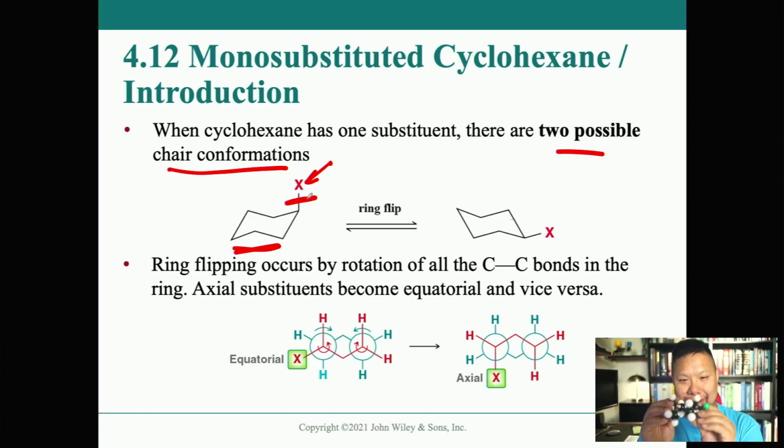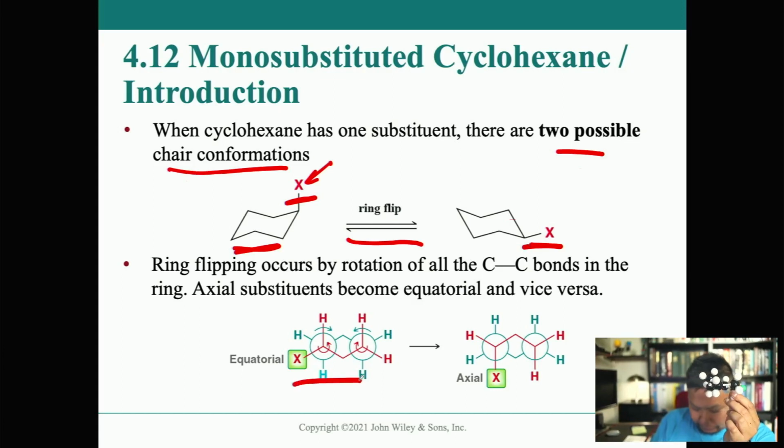So let's start again. I'm going to start out with what it is before the ring flip. So here it is in my chair conformation, like this. And right now the chlorine, just like in the PowerPoint presentation, is axial right there. And then I can do a ring flip through rotation of the single bonds, like that. And now the chlorine is in the equatorial position, no longer pointed upwards.